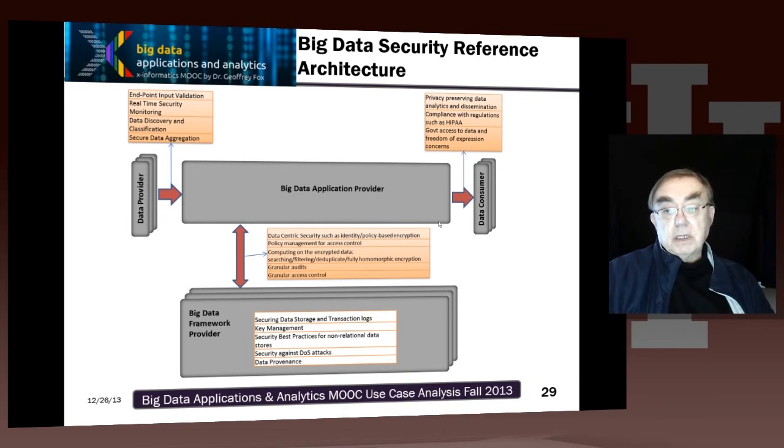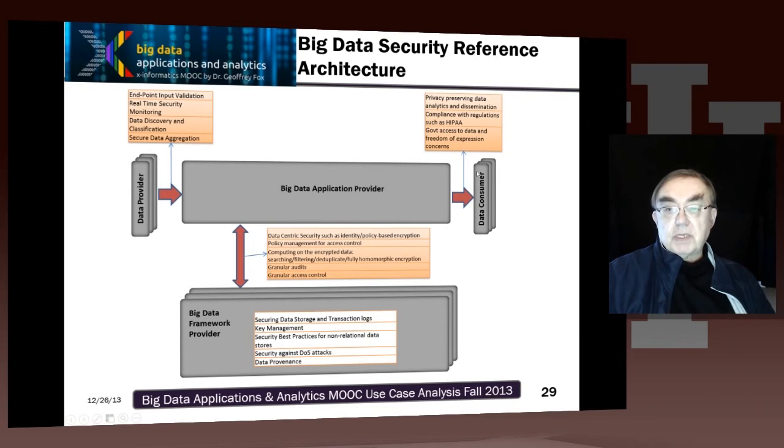So here, superimposed on the basic reference architecture, these various categories of challenges are listed, and also with some more detail. Endpoint input validation obviously starts here with the data provider. This has to be screened in real time as it's streamed into the analytics, and we may need to aggregate data. That has to be done in a secure fashion.